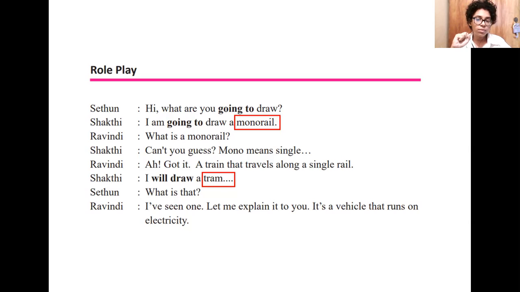So what does it mean by it's a vehicle that runs on electricity? Now we have seen so many cars just like this. But here it's not a car.